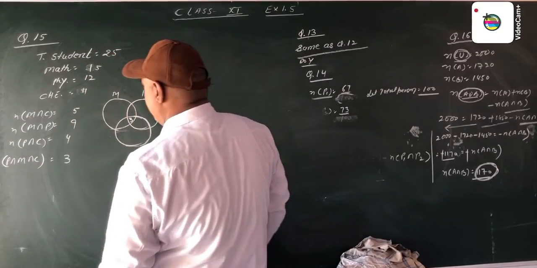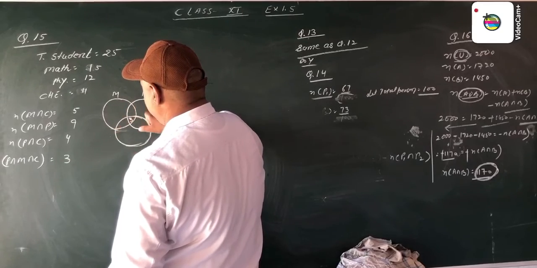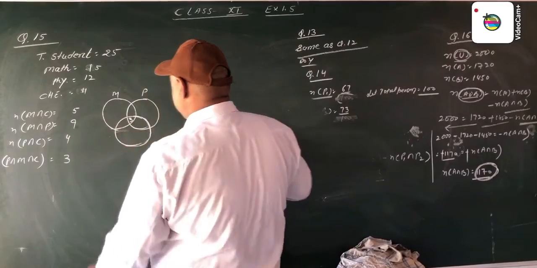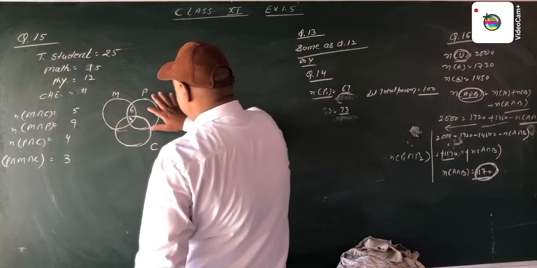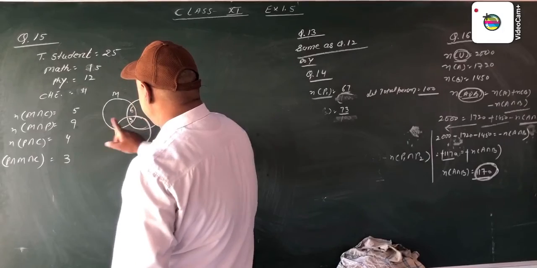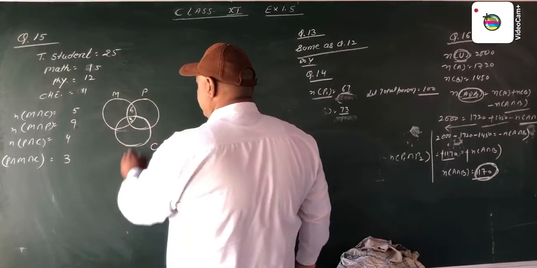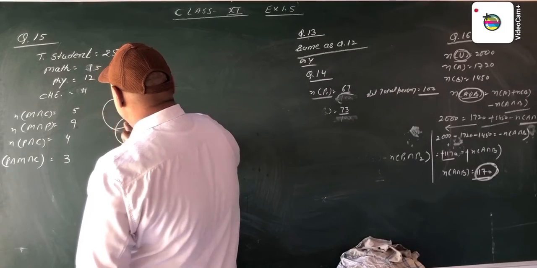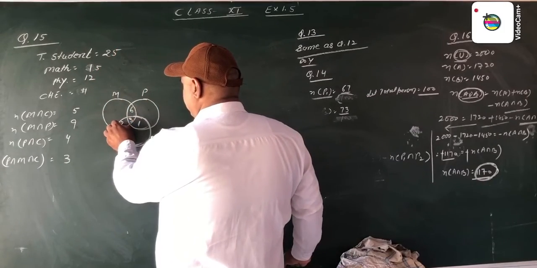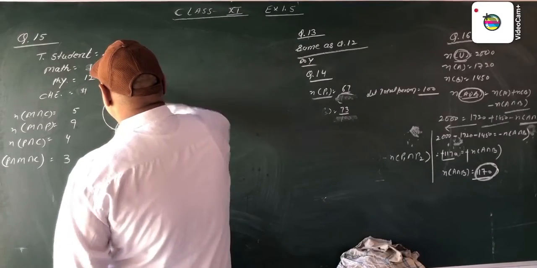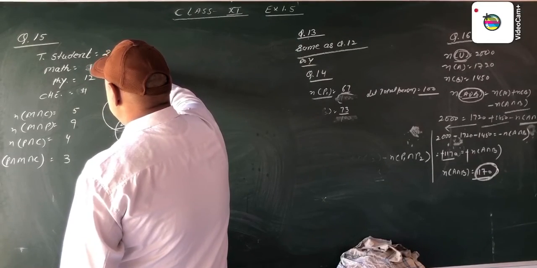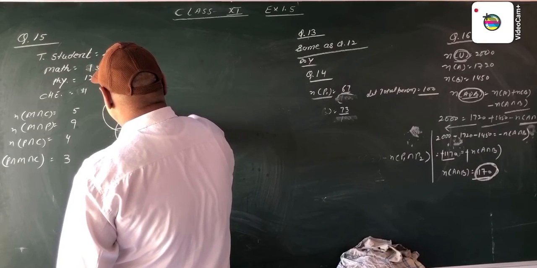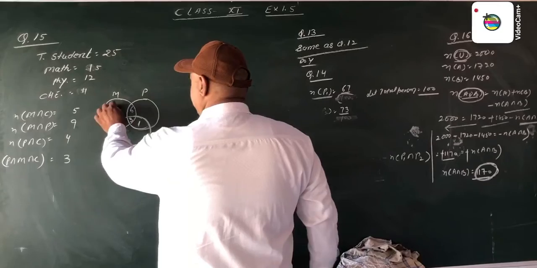Now we complete this. This is math and physics. There are 9 persons, 3 already counted, so the remaining is 6. This is physics and chemistry, which is 4 students, 3 already counted, so the remaining is 1. And math and chemistry is 5, 3 counted, we get 2. Now we complete mathematics: total 15, and we have taken 6 plus 9 plus 2, that is 11. Then the remaining is 4.